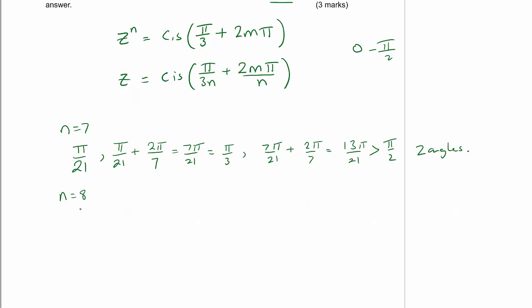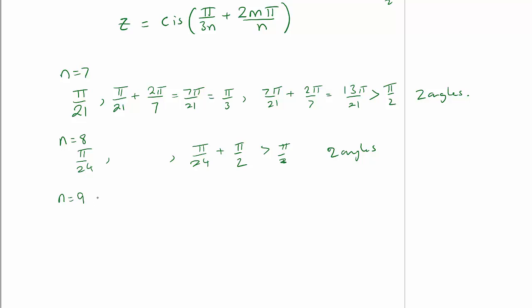We try n equals 8. We'd have pi by 24. And we know the next one's going to fit, so we won't worry about that. What about the next one? Pi by 24 plus, so we're taking m equal to 2 this time. So that would be 4 pi over 8, which is pi by 2, and that's not less than pi by 2. So once again, we only got 2 angles that fit.